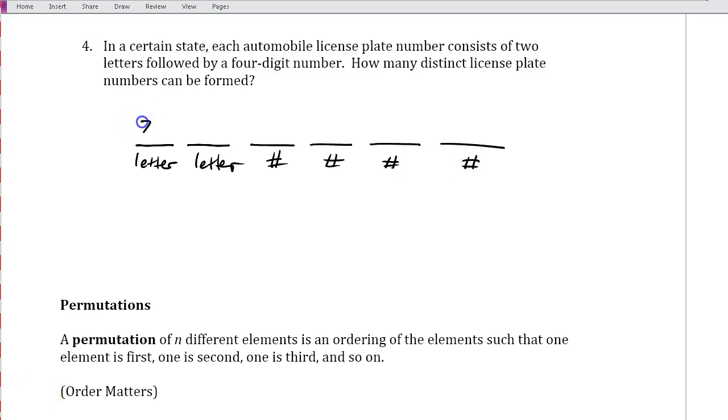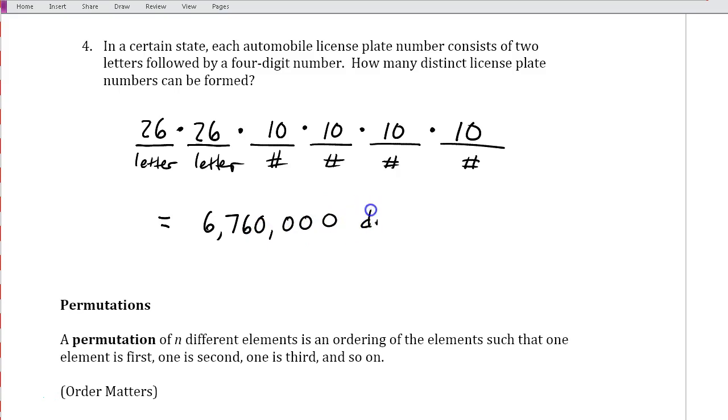We know that there are 26 letters in the alphabet, so there are 26 choices for the first letter, 26 choices for the second letter, and there will be 10 digits for each of these numbers, and we're going to multiply these together to get the possible distinct license plates, and this should come out to 6,760,000 distinct license plates.